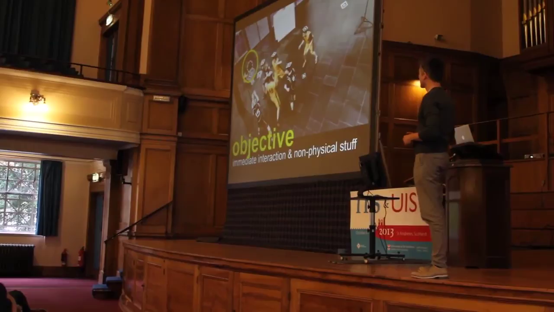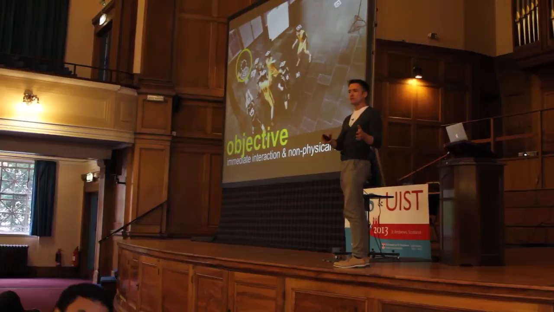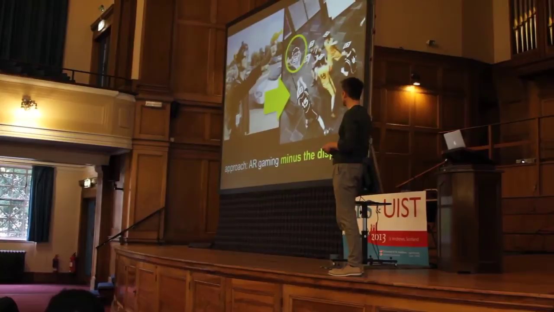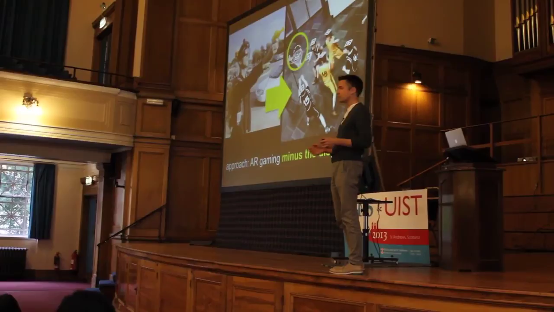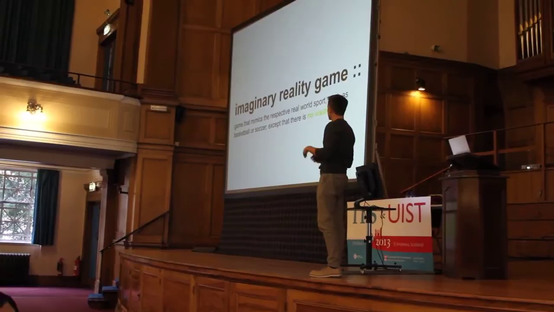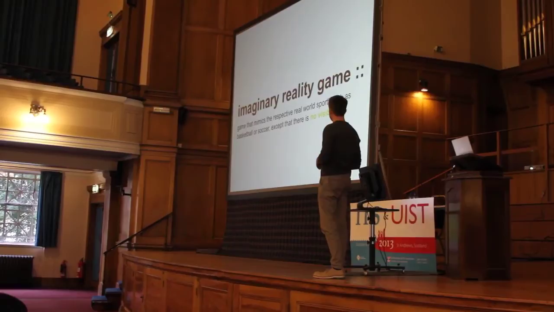So our objective is to reintroduce both of these concepts and bring them together. We want the immediate interaction from physical sports and the non-physical stuff that comes out of video games. And our approach is, if your background is augmented reality, we're going to do augmented reality, but we're going to just drop all screens. The outcome, which we call imagined reality games, is games that mimic the respective real-world sports, such as basketball. We also implement a simple version of soccer, except that there's no visible ball.